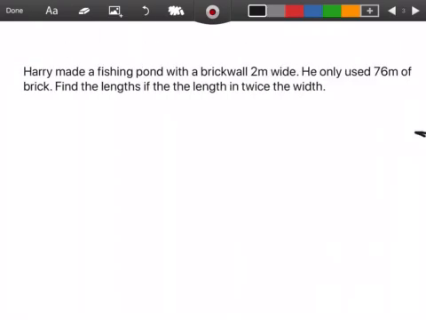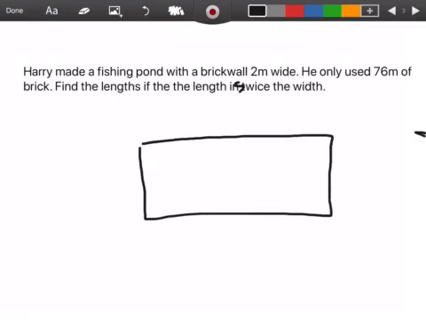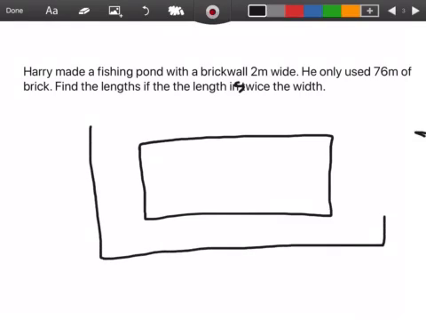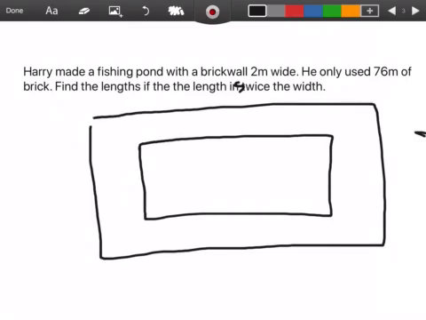Our next question. Harry made a fishing pond with a brick wall 2 meters wide. He only used 76 meters of brick. Find the length if the length is twice the width. So first, we need to make a sketch now. So this is the pond that he created, and these are his bricks.